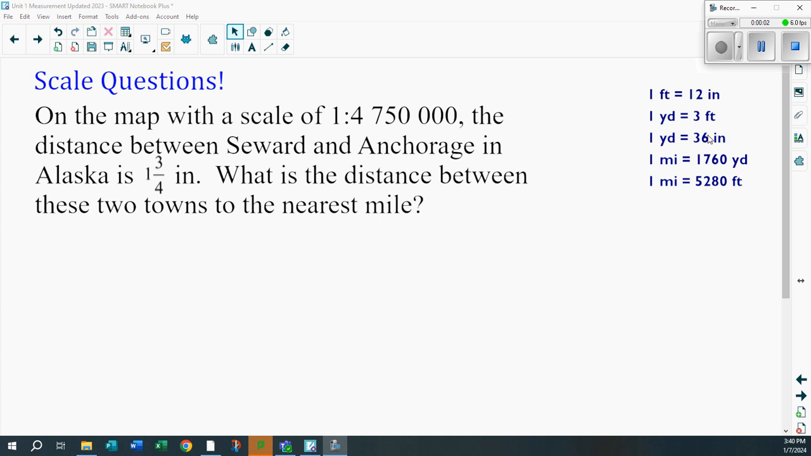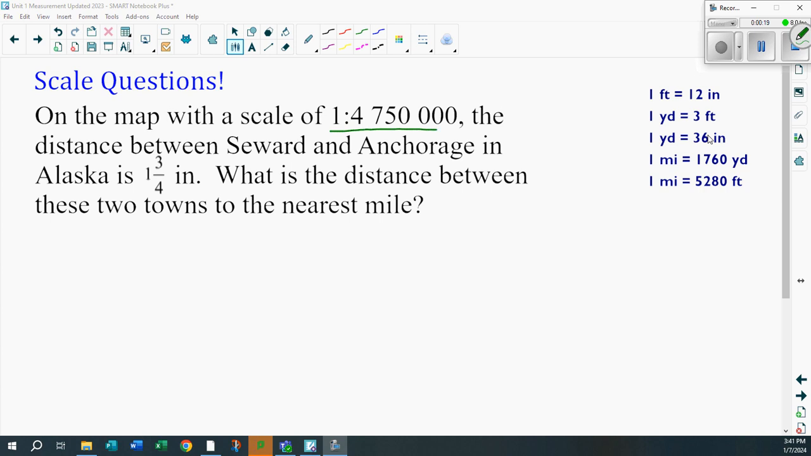So I want to talk about scale questions in the next two podcasts. And scale questions are really, really easy if you understand how they work. Check this out. Let's read this question. It says, on the map with a scale of 1 is to 4,750,000. You're going, what? What?